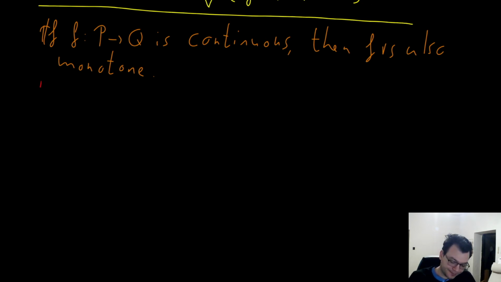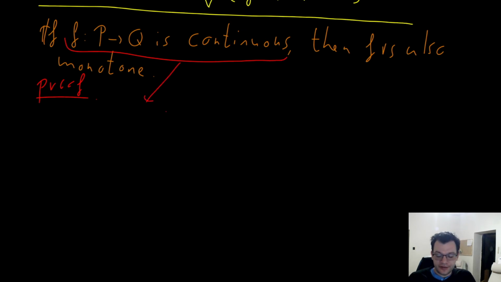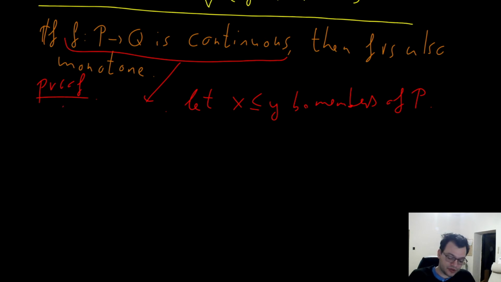Okay, so proof. Okay, so assume that f is continuous. So okay, we have this, and we should prove that f is monotone. So let x being less than or equal to y be members of P. We should show that f of x is smaller than or equal to f of y, because that's the definition of monotonicity. So we should prove f of x being a lower bound of f of y.